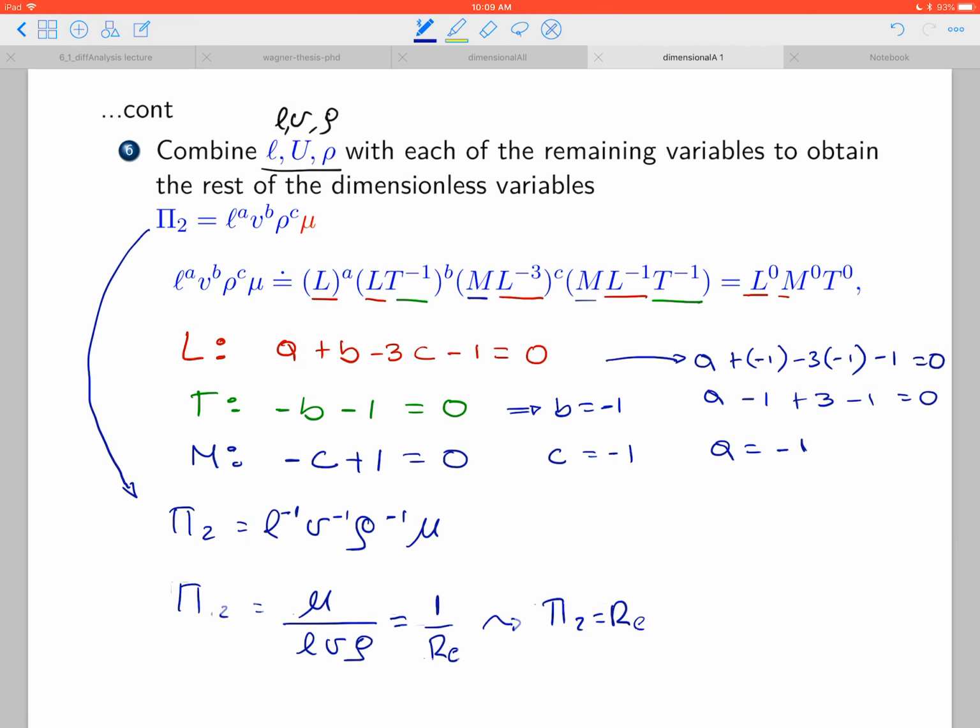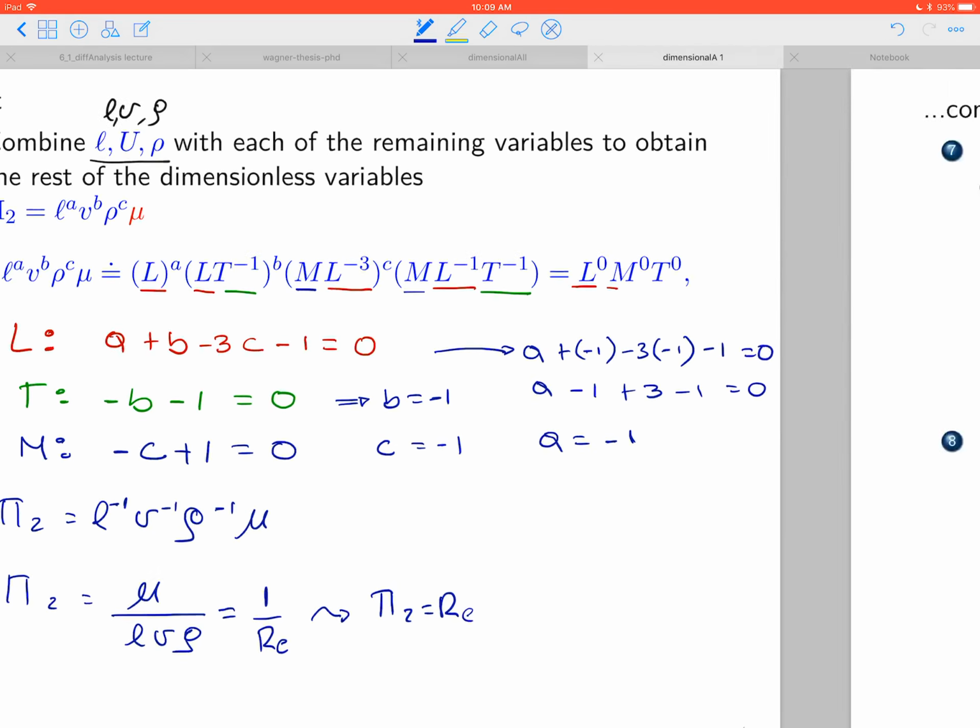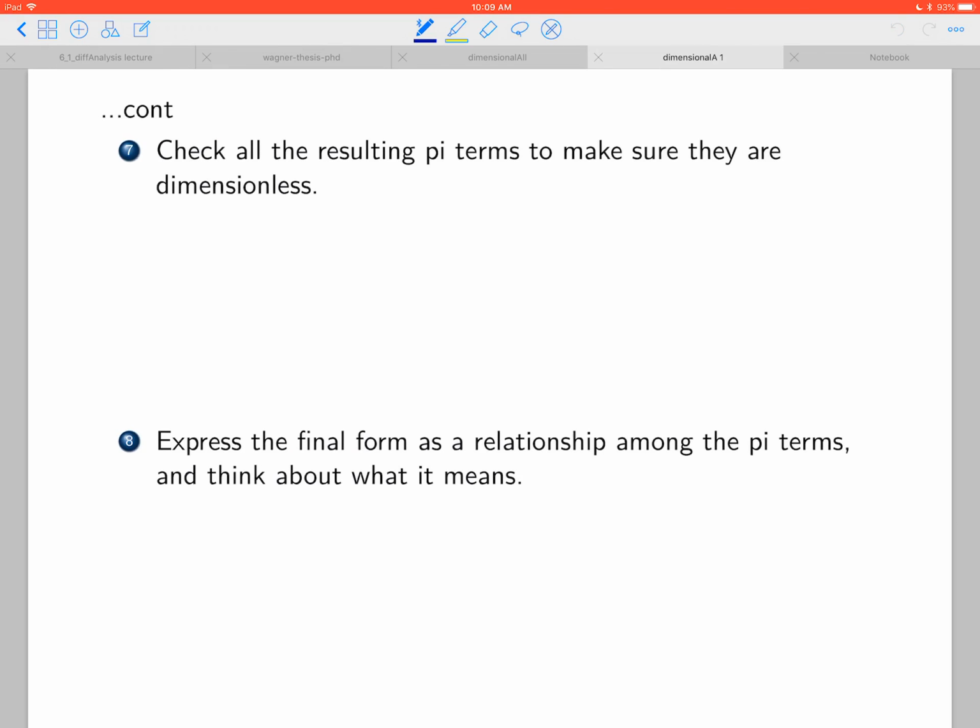So we modify slightly the two dimensionless variables. In the first case, we multiply or divide by 2. And in the second case, we took the reciprocal, 1 over the pi number that we have. And so we can have a functional relationship. The functional relationship will be a function of these two. Okay, so we have to check that the results are dimensionless. That's step 7.